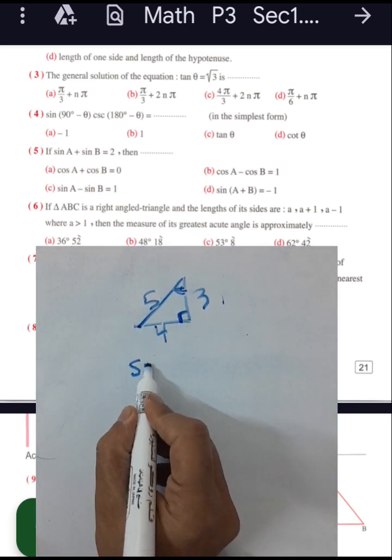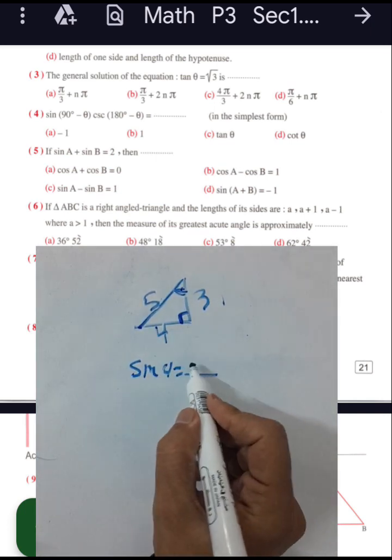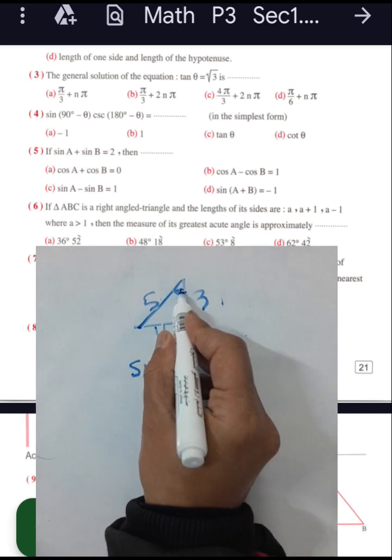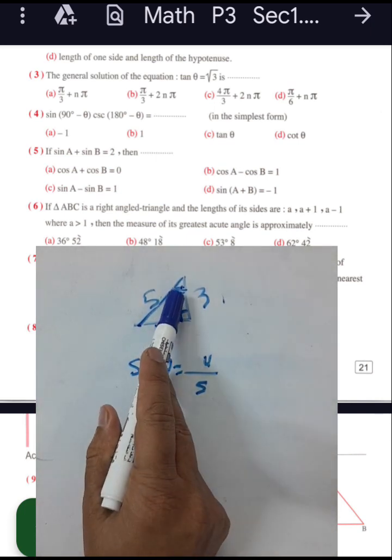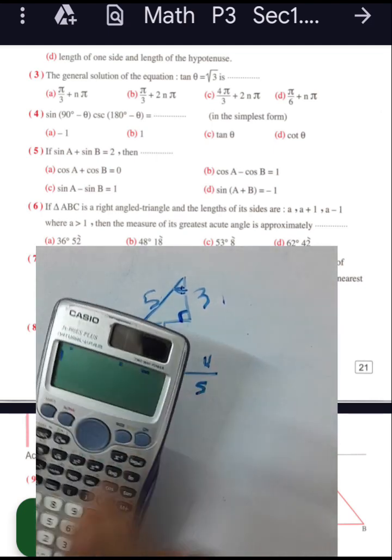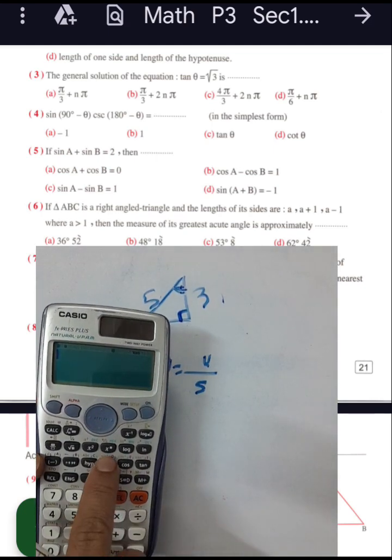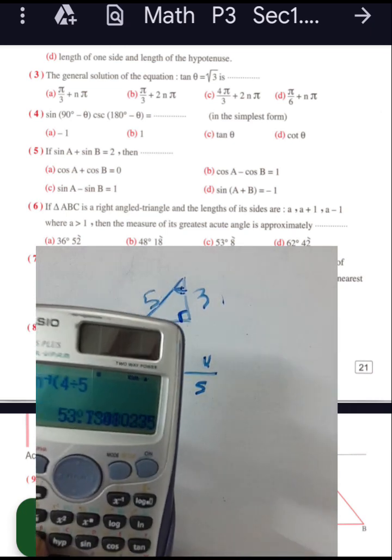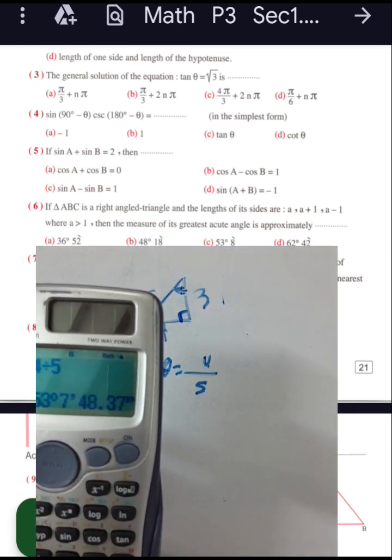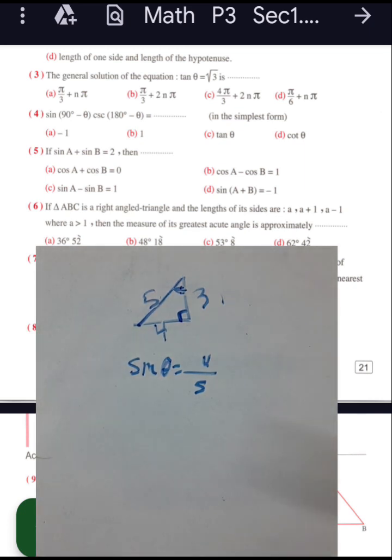We can write sine of that angle equals opposite over hypotenuse, it will be 4 over 5. To find the angle, use the rule shift sine 4 over 5. It will be 53 degrees and 8 minutes. Okay, choose letter C for this example. Question 6, choose letter C.